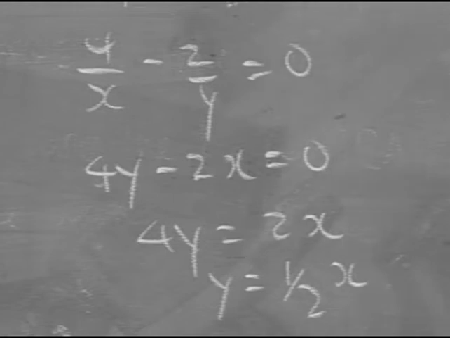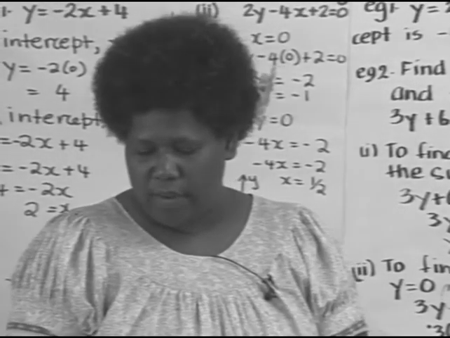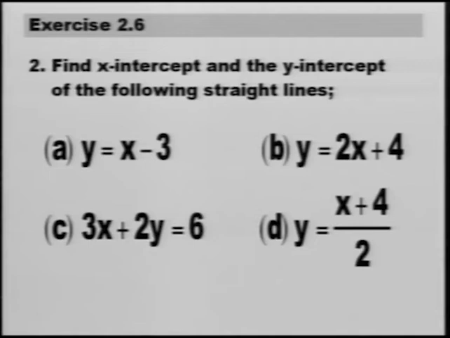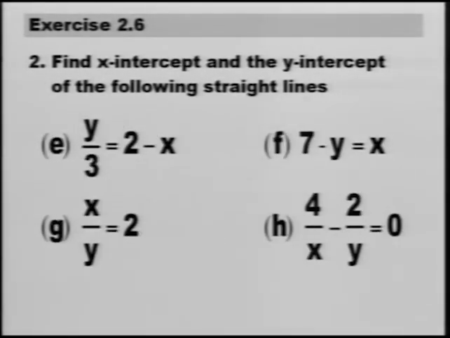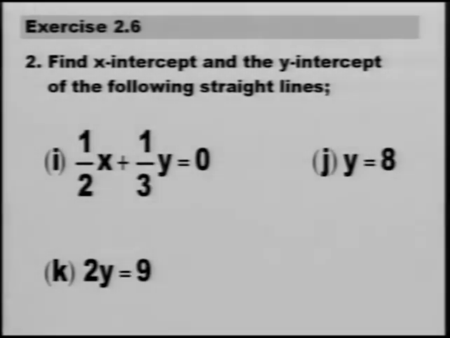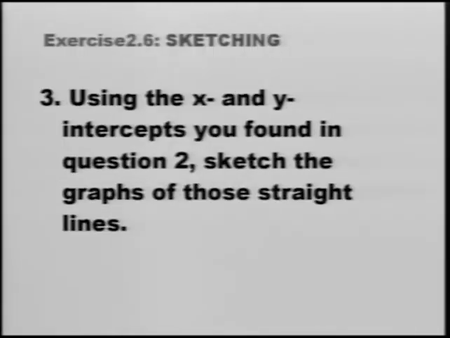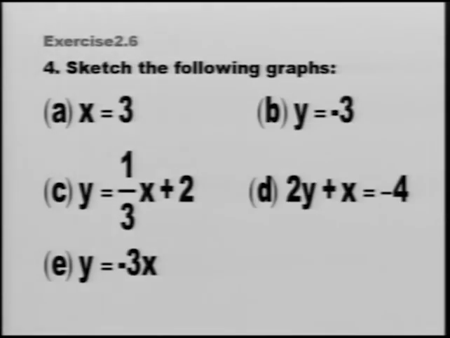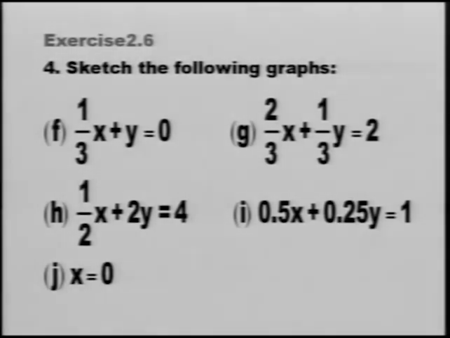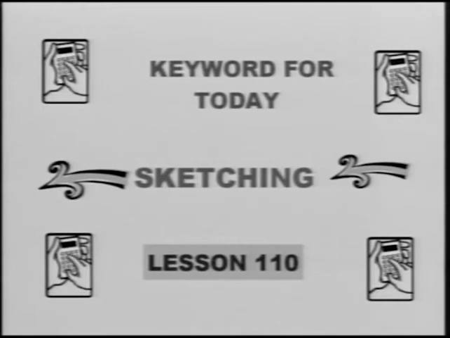Okay, for homework, you are going to complete question 1, so I, J, K. Then you are going to do number 2. Note, number 2 says you have to find the x and y intercepts, not the gradient. So that's letters A to K. Then number 3, you are going to sketch all the graphs that you've done in number 2. And then number 4, sketch all those straight lines given by the equations A to J. There's a lot of work to be done for homework. The keyword to the pilot teacher is sketching.